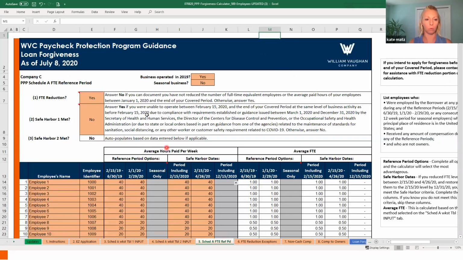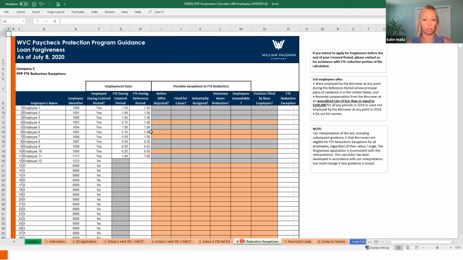So on tab 5, we're looking at these safe harbors, which are kind of global safe harbors. Did you meet those? In tab 6, we're looking employee by employee in their specific situations, and do any of those on a one-off basis meet these reduction exceptions. So the first two columns here are pre-populated for us based off of the employees that are on our reference period for FTEs. So bringing over all of our employees that are going into that reference period calculation.